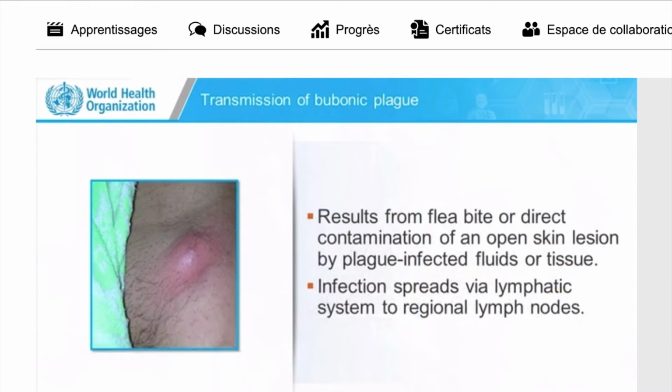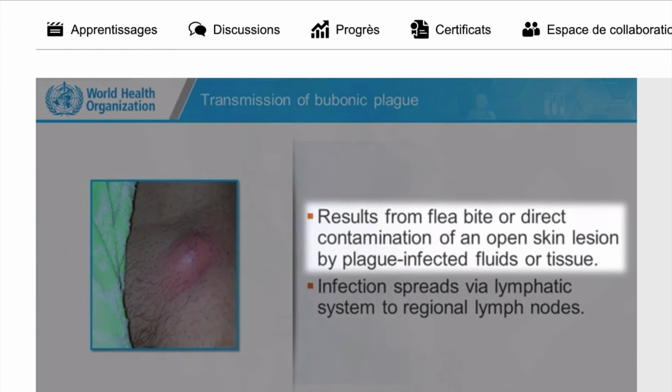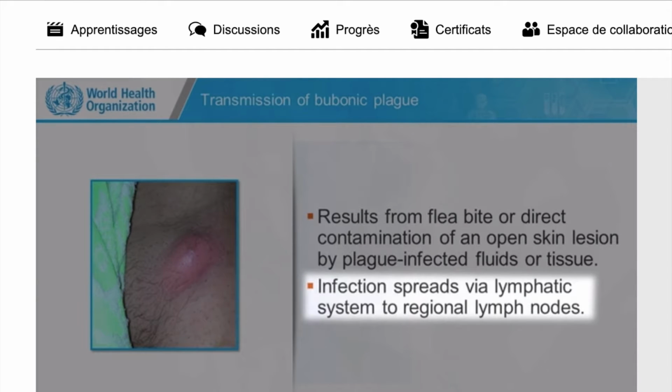What about the signs and symptoms of the disease in humans? Let's start with the bubonic plague. So, as we have said, the bubonic plague results from flea bite or direct contamination of an open skin lesion by plague-infected material. So, from the localization of the flea bite, infection spreads via the lymphatic system to regional lymph nodes.